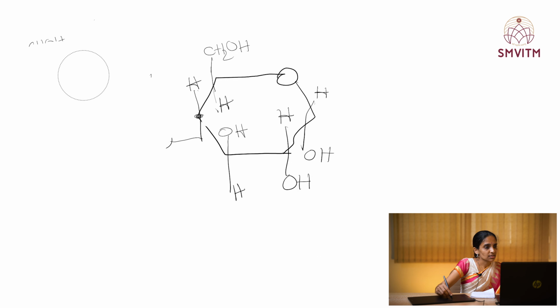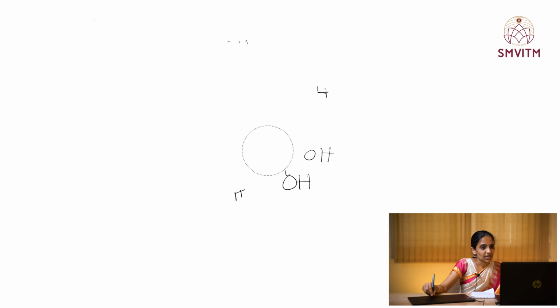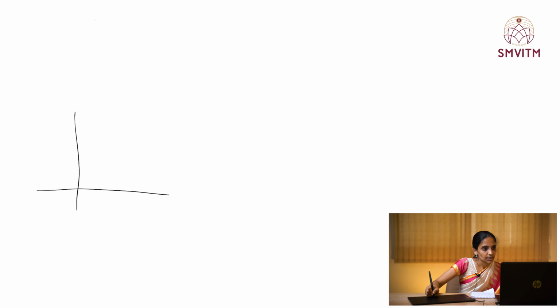Along the y-axis, you have the fraction of molecules, and along the x-axis, you have kinetic energy. Then 2 curves should be drawn, is it not? I am just giving you an idea. One curve at lower temperature is like this, and the other curve at 10-degree higher temperature is like this.